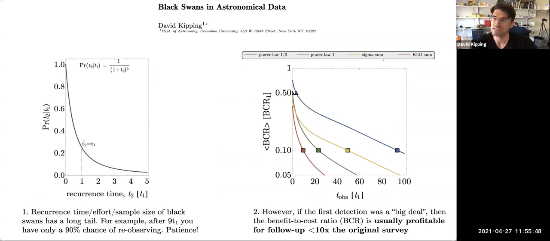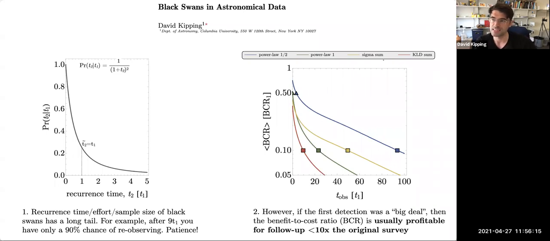The other thing we can do is talk about a benefit to cost ratio. This is like an economical analysis. If my telescope time has some cost associated with it, continuing the survey has some cost, or continuing my CPU loads has some cost, presumably it's proportional to the effort load itself, T1. And so you can optimize, or not really optimize, but characterize how the benefit to cost ratio drops off.